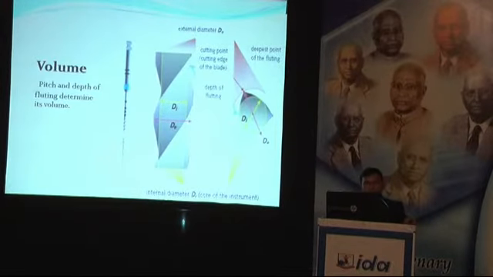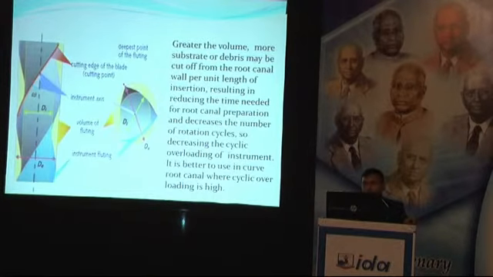Pitch and depth of fluting determine its volume. The greater the volume, the more substrate or debris can be removed from the root canal wall per unit length of insertion, reducing the time needed for root canal preparation and decreasing the number of rotation cycles. So, by decreasing the cyclic overloading of the instrument, it is better to use in curved root canals where cyclic overloading is high.